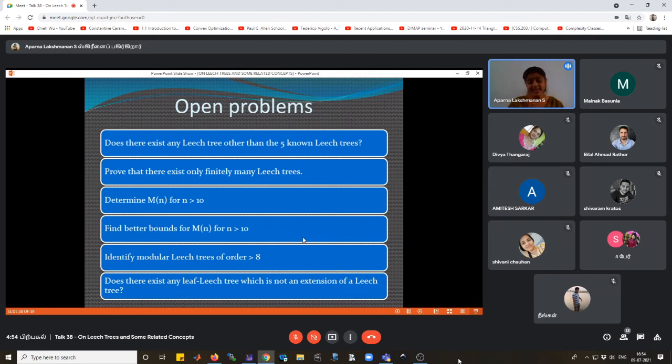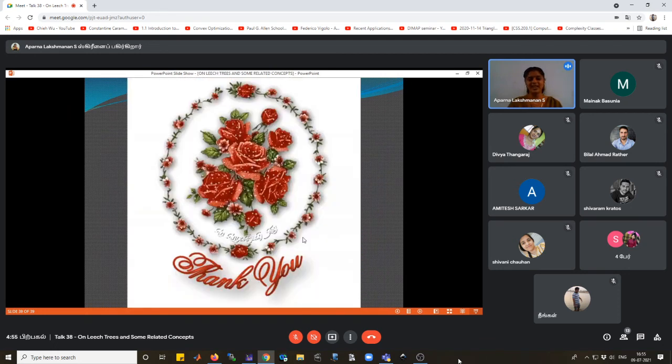Now, does there exist any leaf-leech tree which is not an extension of a leech tree? If you give me a leech tree, as I already mentioned, I can extend it to find a leaf-leech tree. Using that, we have already obtained 5 leech trees, but not any more. So, does there exist any leaf-leech tree which is not an extension of a leech tree? That is also an open question.